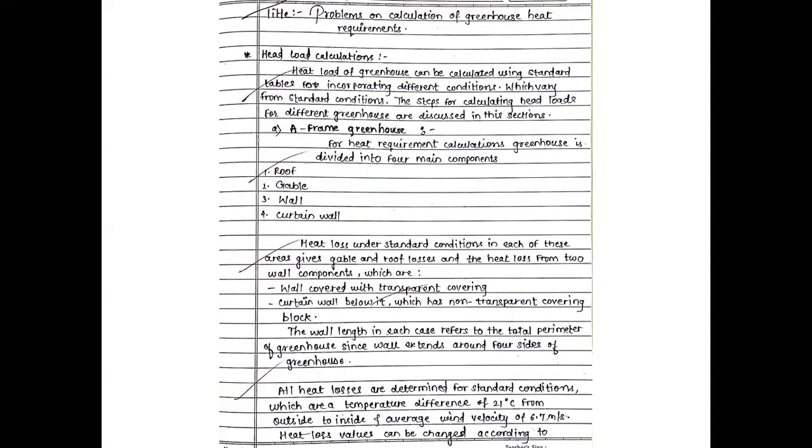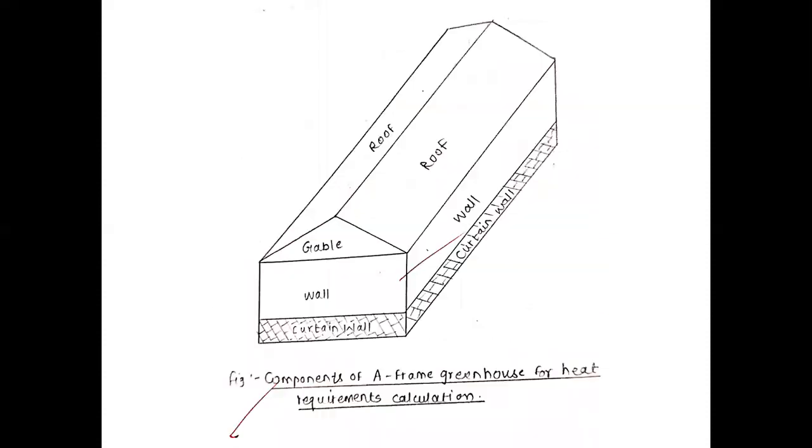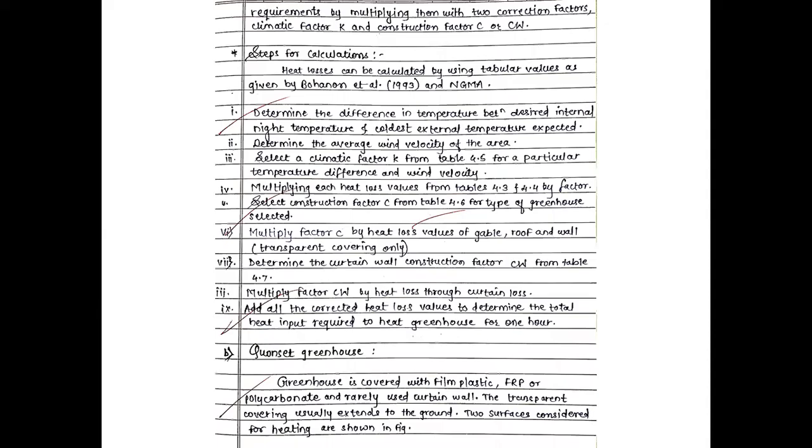Okay, so the heat losses are determined for standard conditions, which are temperature difference of 21 degrees Celsius from outside to inside, average wind velocity of 6.7 meter per second. So this is our 21 degrees Celsius temperature that is maintained, and wind velocity of 6.7 meter per second is there. Okay, so steps for calculations.